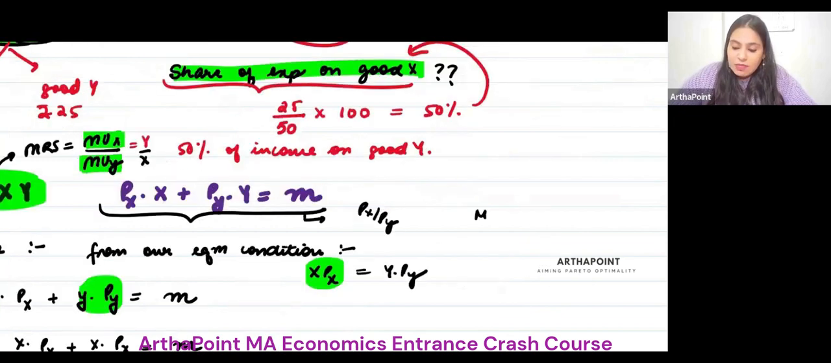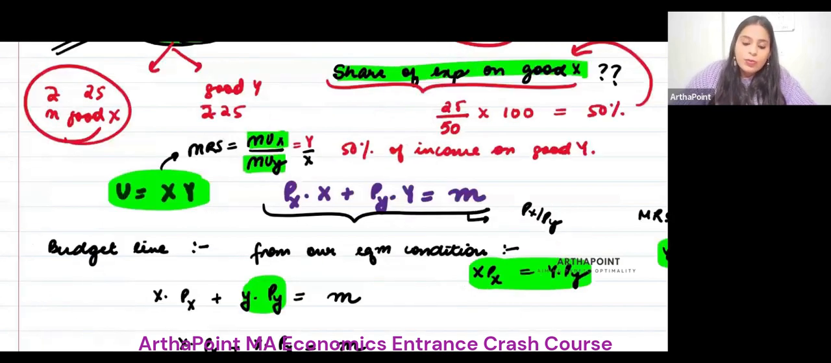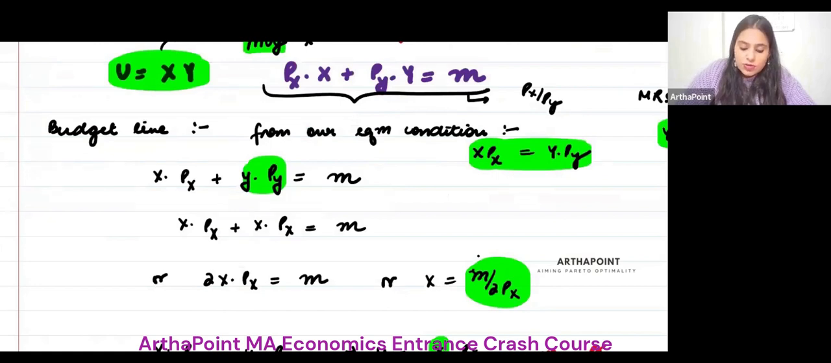We equated MRS to Px by Py. That means we equated Y by X to Px by Py. By equating Y by X to Px by Py, we got XPx is equal to YPy. Then we went to our budget line equation.